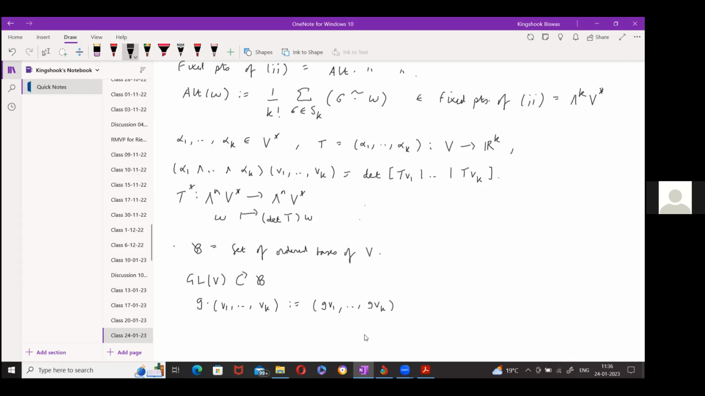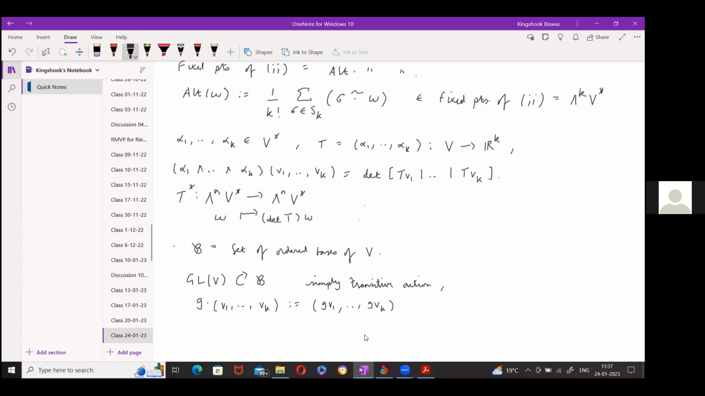Okay. Now, this action is what is called simply transitive, right? Given any two ordered bases, there is a linear map which takes the first ordered basis to the second ordered basis. And moreover, that linear map is unique. So therefore, this action is simply transitive, right? For any two elements in this set, there is a unique group element which takes the first element of the set to the second element, right? So this is a simply transitive action.